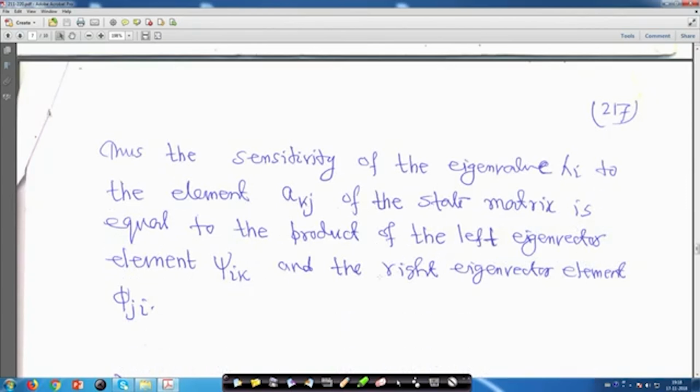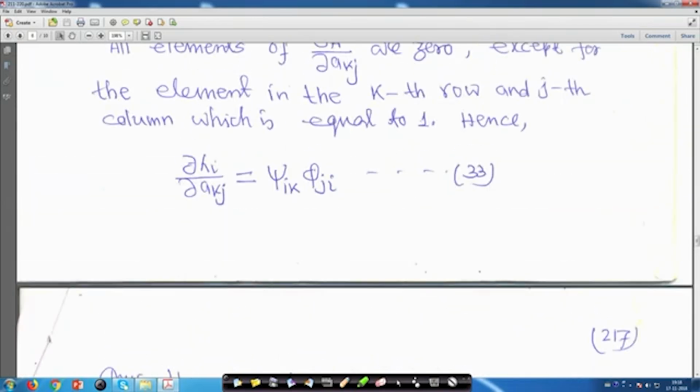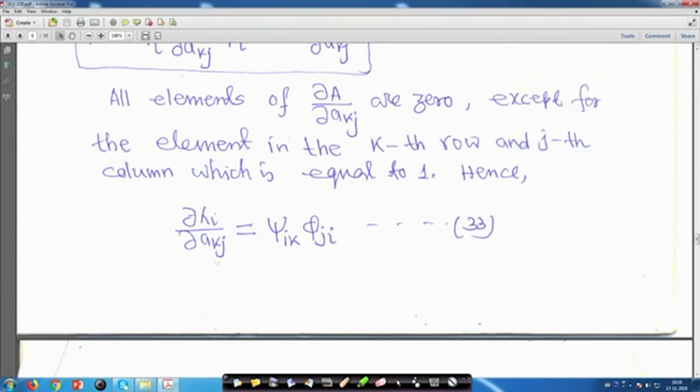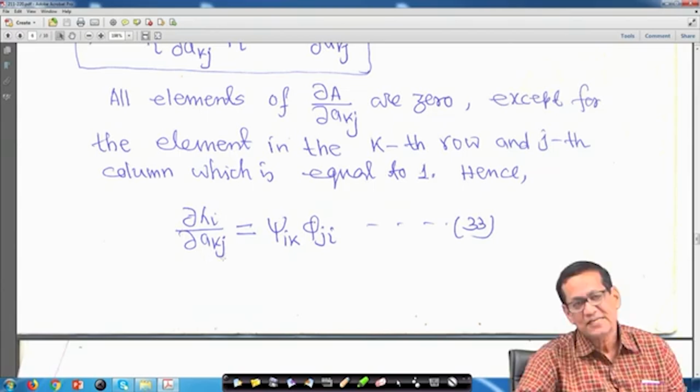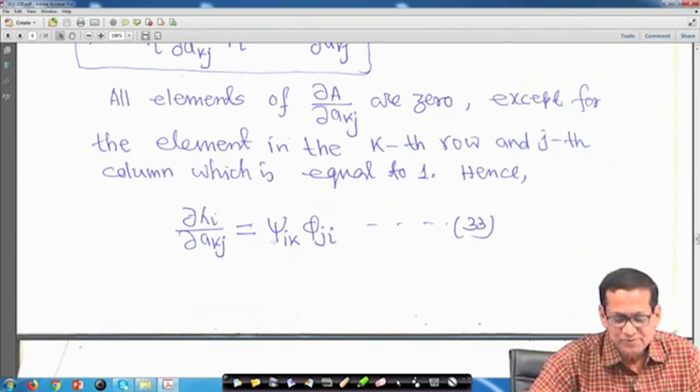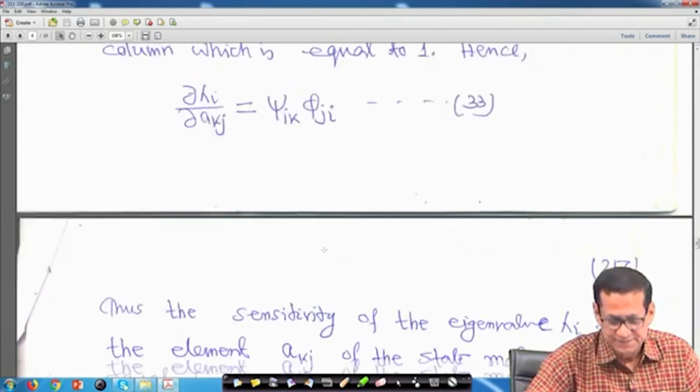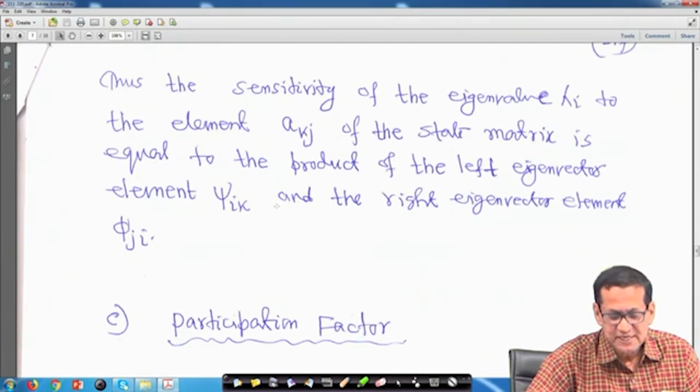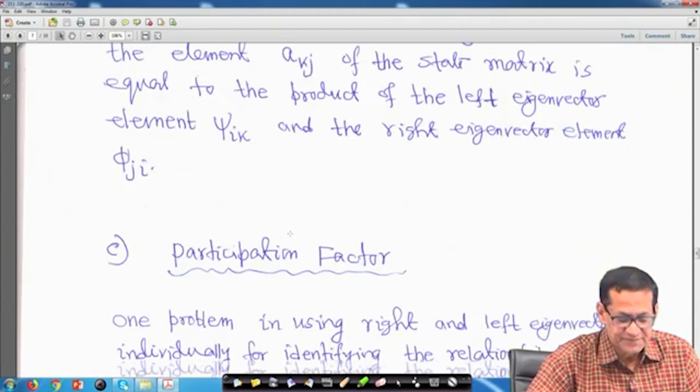Thus, the sensitivity of the eigenvalue λ_i to the element A_kj of the state matrix is equal to the product of the left eigenvector element ψ_ik and the right eigenvector element φ_ji. So, that sensitivity of λ_i with respect to that element A_kj is basically the product of the left eigenvector and the right eigenvector.